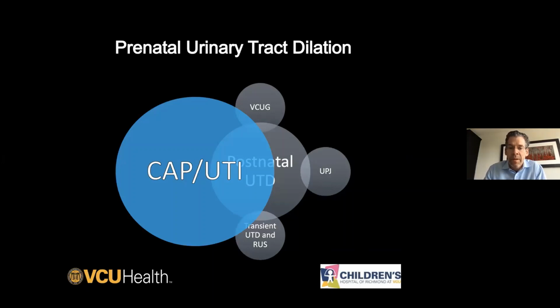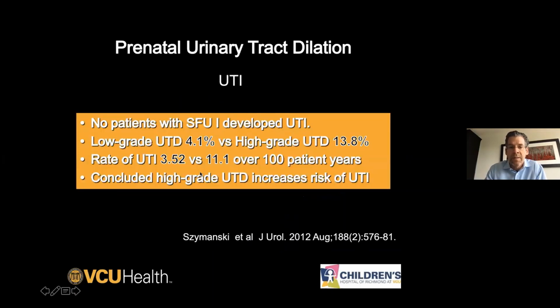So this Venn diagram represents where we're going to go within this talk. The first thing I'll discuss is the role of antibiotics and urinary tract infection. We know that increasing grades of dilation have been associated with UTI. Semensky looked at this a number of years ago, and their rate was about double if you had high grade versus low grade.